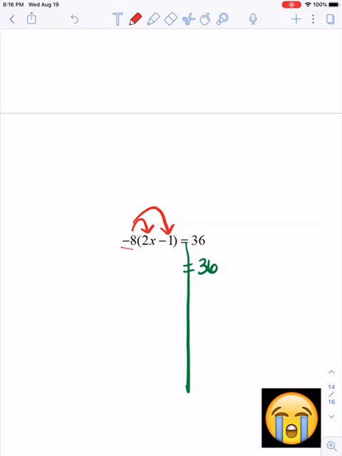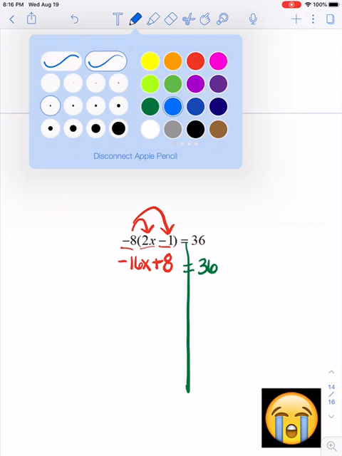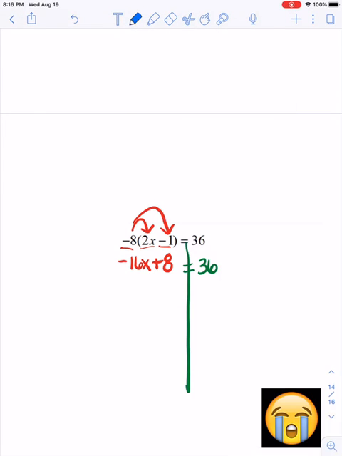So I first take negative 8 times 2x, so that's going to give me a negative 16x. Then I have negative 8 times a negative 1. Well, negative times a negative is going to give me a positive 8. So now I again just check one more time. Is each side simplified? Looks like it is. There's no parentheses. There's no like terms I can combine. So now I start moving stuff around.